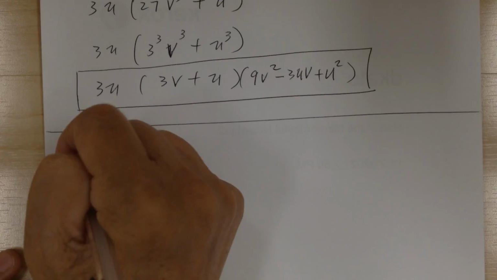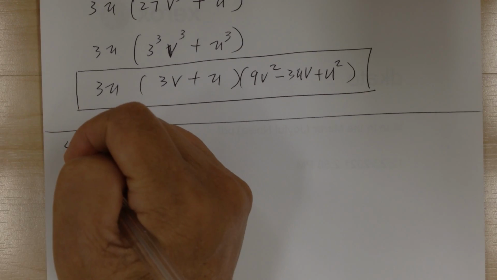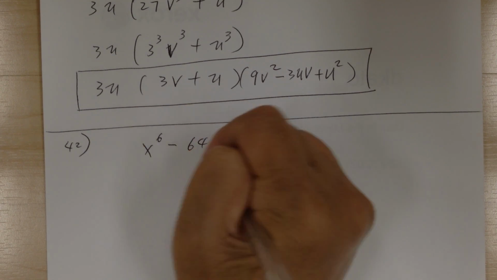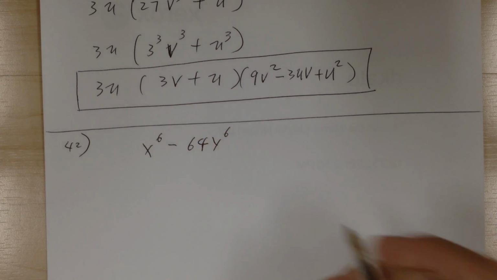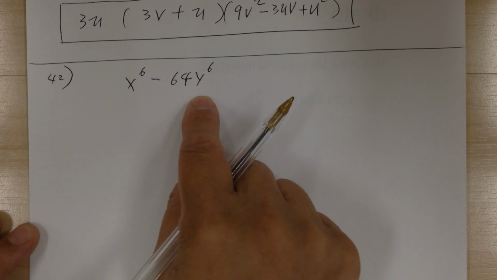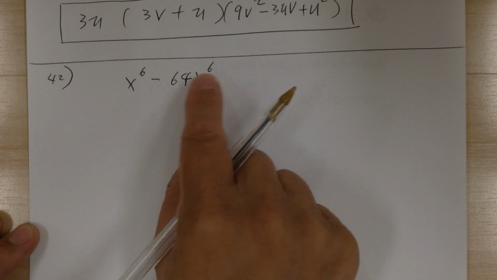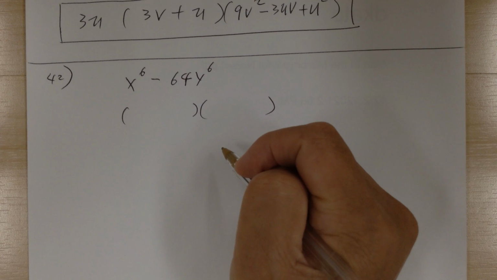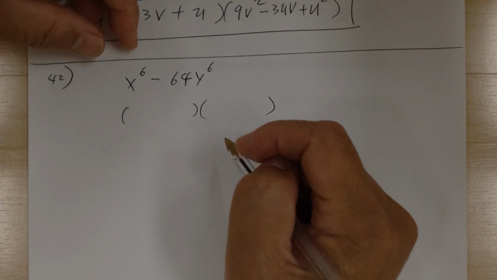Okay, number 42. You've got x to the 6 minus 64y to the 6. Okay, so step 1, common factor, cannot. So you go to step 2, two terms, and all these are even powers, so this is a difference of squares. So you get your two sets of parentheses, and then break it down into conjugates.